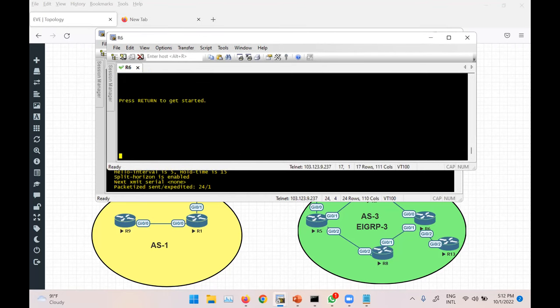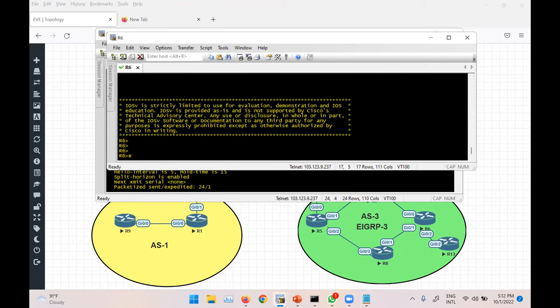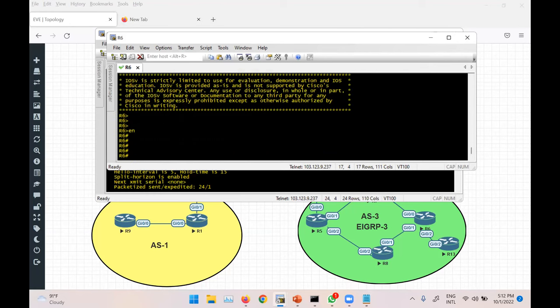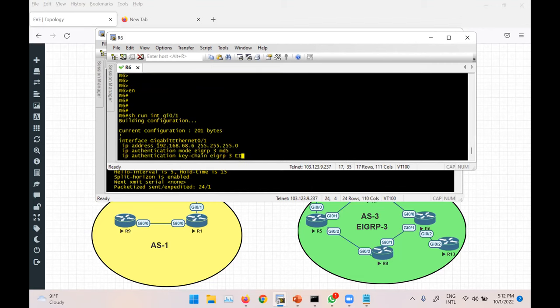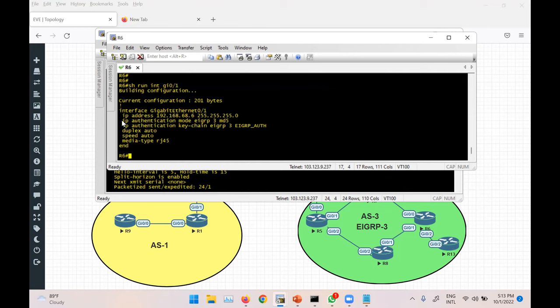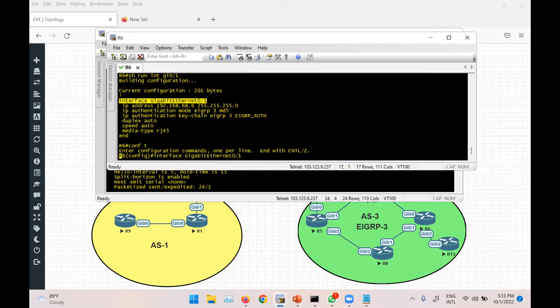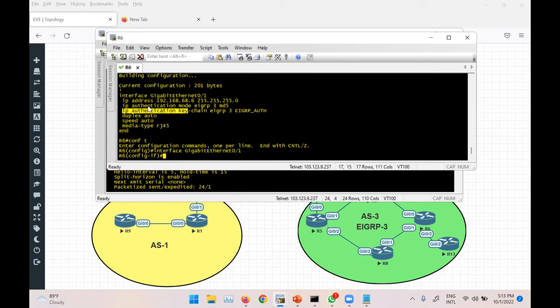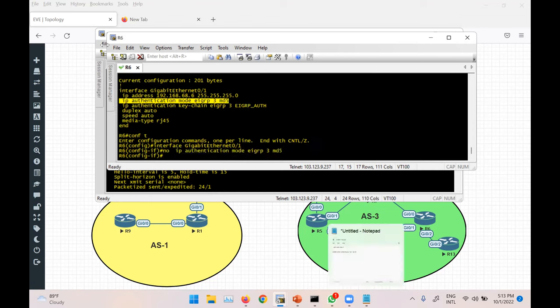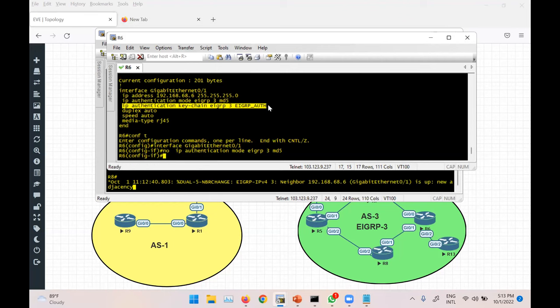Okay, for the timing, we just remove the authentication here. So show run section interface G0/1 for checking the interface level commands. And you see the interface EIGRP authentication configured in here. So what we'll do, we'll remove the authentication from here. So ip eigrp authentication mode, no. And also ip authentication key-chain eigrp, no.